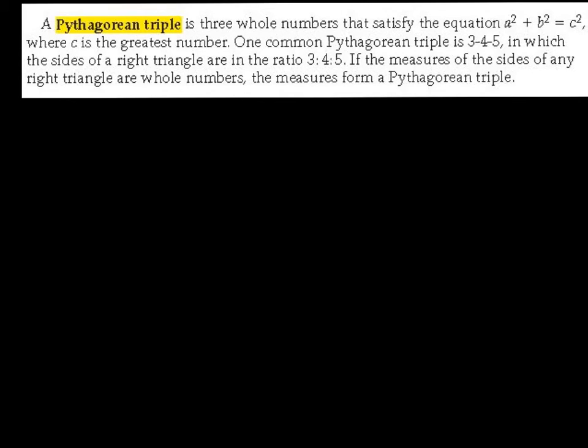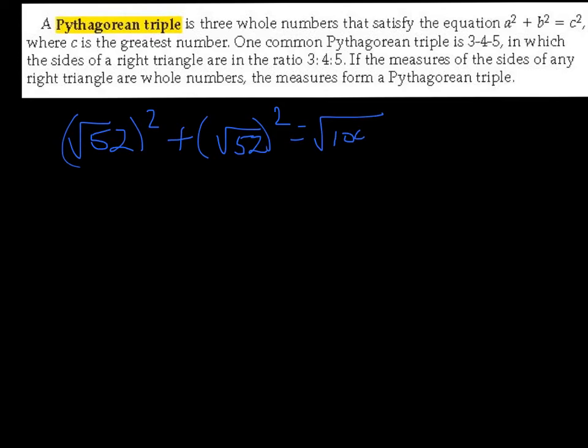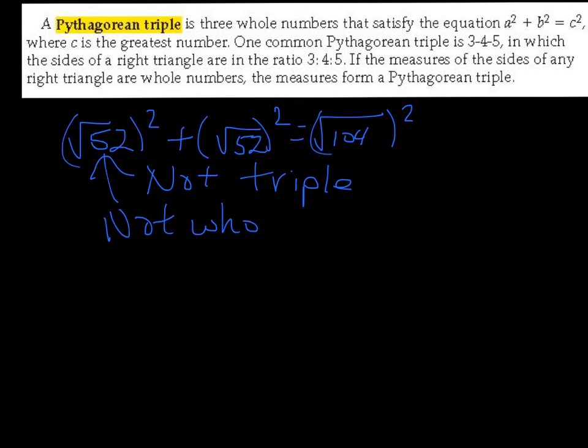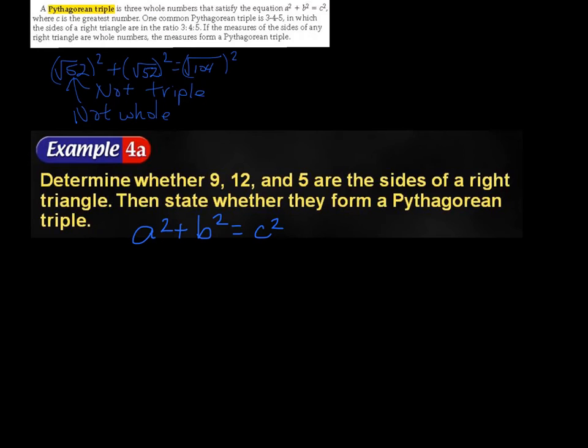So the last example that we did, where we had the square root of 52 squared plus the square root of 52 squared equals the square root of 104 squared, it was a right triangle, but this would not be a triple because the square root of 52 and the square root of 104 are not whole numbers. Remember, whole numbers are integers greater than or equal to 0.